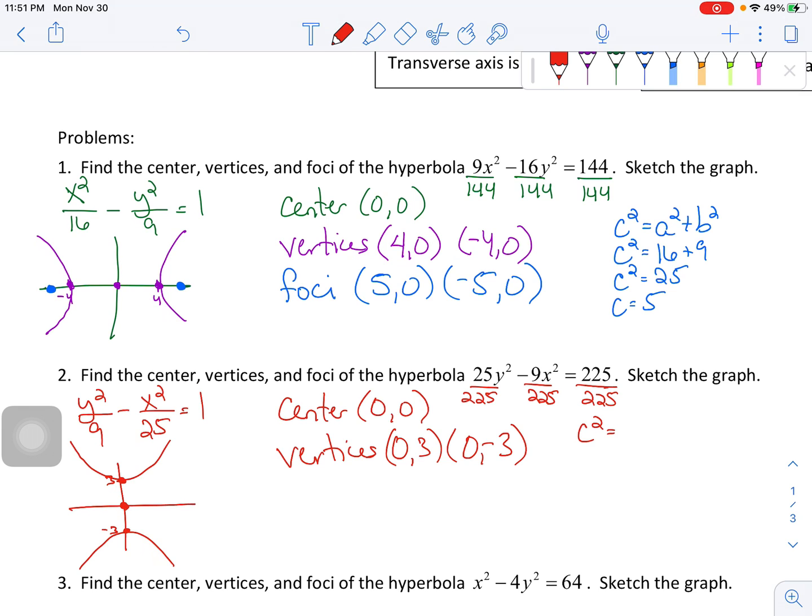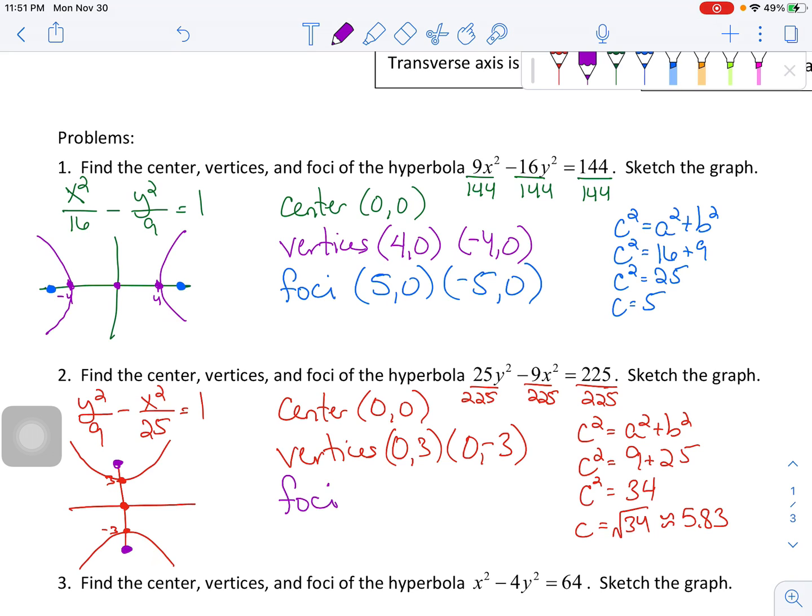The last piece is, of course, the foci. So let's see. c squared is equal to a squared plus b squared. So c squared is equal to 9 plus 25. So I'm feeling like that's 34, which means c is equal to the square root of 34. Now, 34 does not simplify nicely with a perfect square, but if I take its square root, that's approximately 5.83-ish.